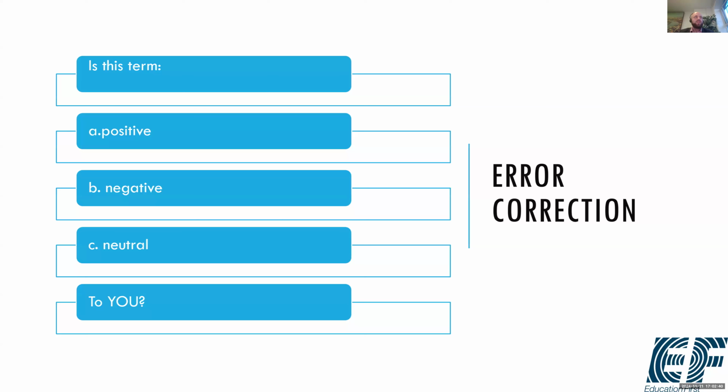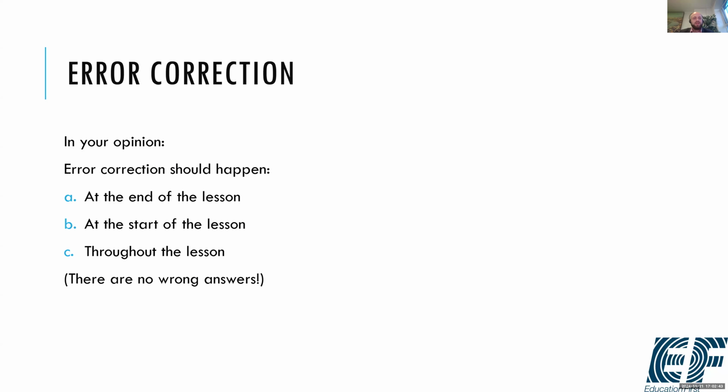So that first question went so well. Let's have a second question. So when do you think error correction should happen? So give me an A, a B, or a C: at the end, at the start, or throughout the lesson. Vote now.